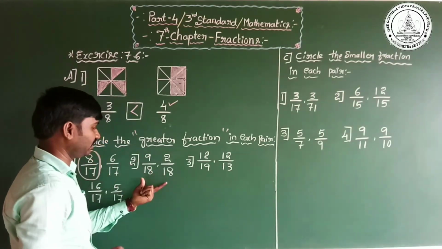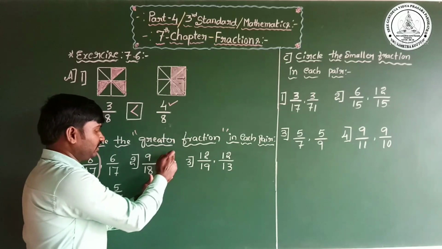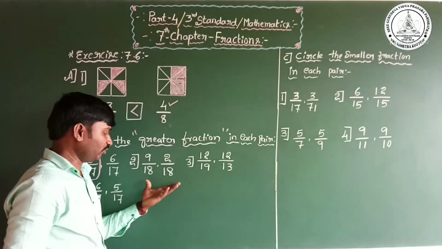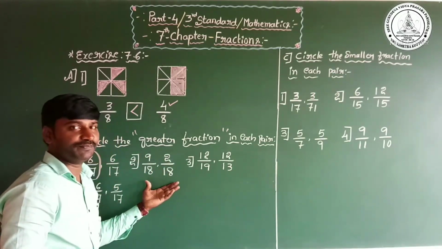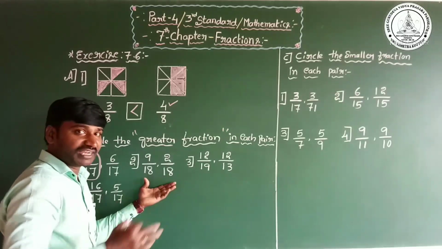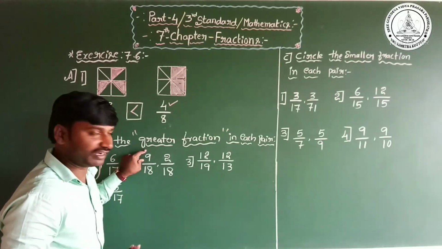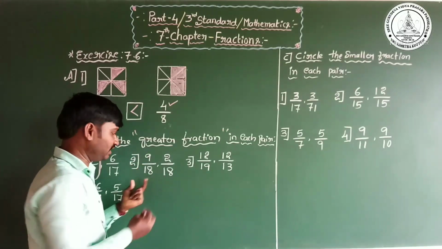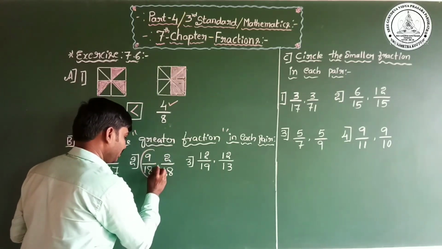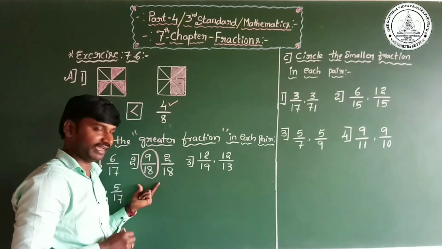Yes, dear student, the next, the second one: 9 by 18 and 2 by 18. When the denominators are the same in the given fractions, the one with the greater numerator is the greater fraction. Yes, 9 by 18 is the greater fraction. You circle the 9 by 18.